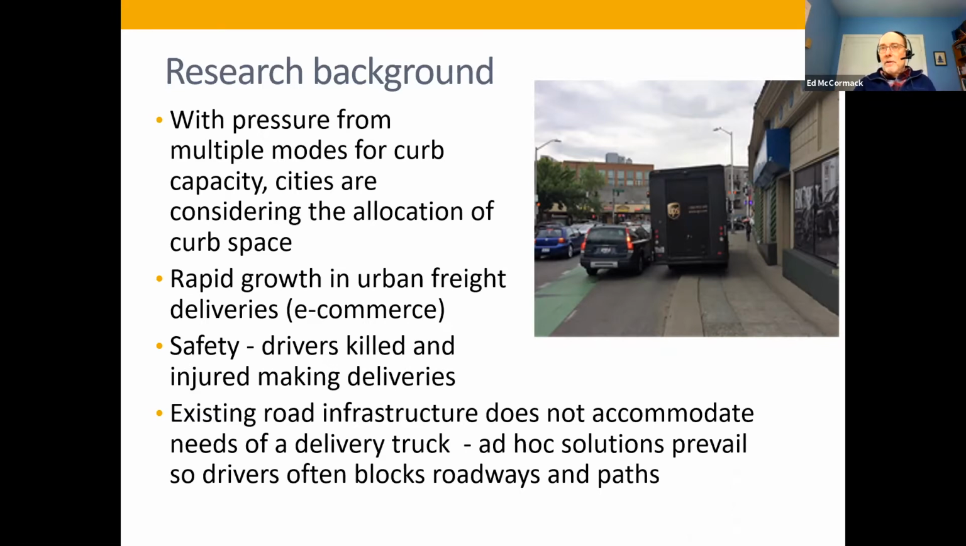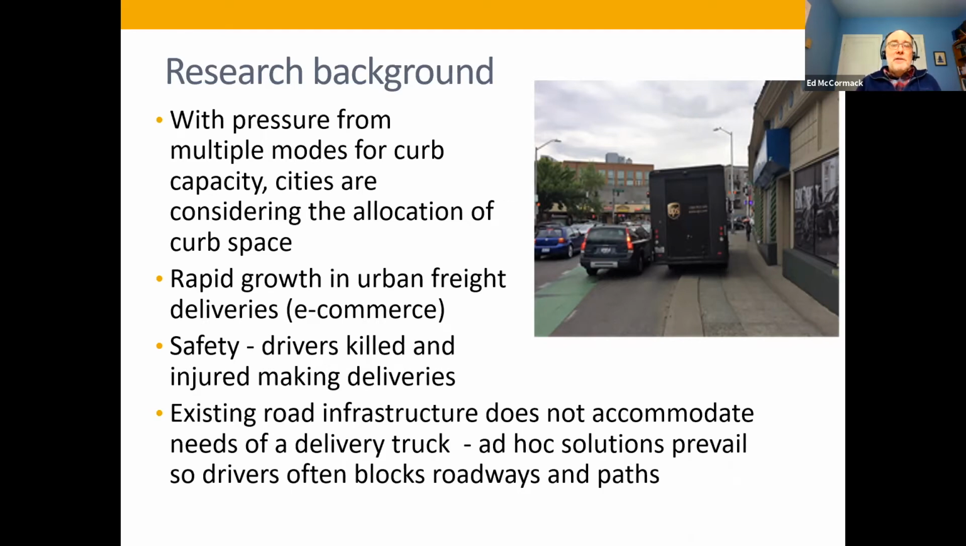Even pre-COVID, e-commerce was growing. It went from 2% of all retail activities a few years ago to about 14 to 15% recently. And there's some estimates that COVID has extended the growth of e-commerce by about 5 years. So, everybody wants curb space to unload and load goods.